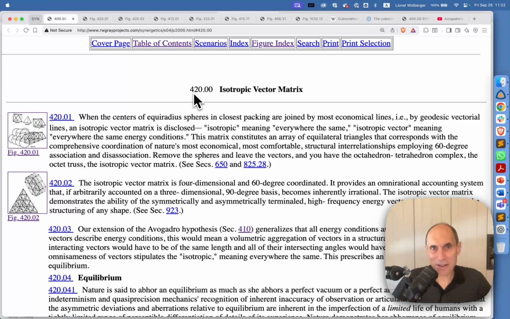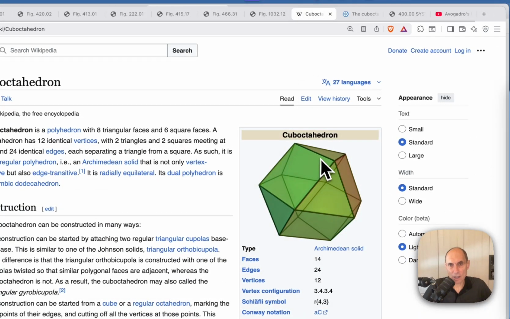Today we're reading out loud section 420, Isotropic Vector Matrix. To prepare for this section, it helps to have in mind the cuboctahedron. That's the name from classical geometry. We're going to call it the vector equilibrium.